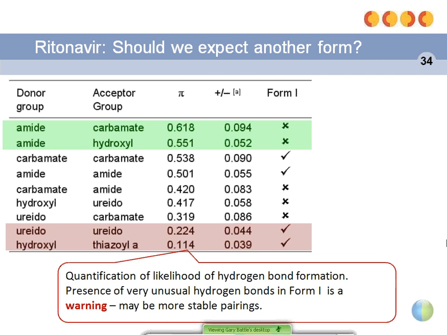So we see that the original form of ritonavir, form 1, has two really unusual hydrogen bonds: between the urea groups and the hydroxyl group, and also between the urea groups together and between the hydroxyl group of one molecule and the thiazole group of another molecule. These are really unlikely. So with the knowledge of these values, it should no longer be a surprise that more stable forms are possible. In this case, we see this troublesome form 2, which doesn't form these unlikely interactions. In fact, the hydroxyl group is able to interact with an amide, a much more usual situation. In fact, there are now 5 forms known of ritonavir.